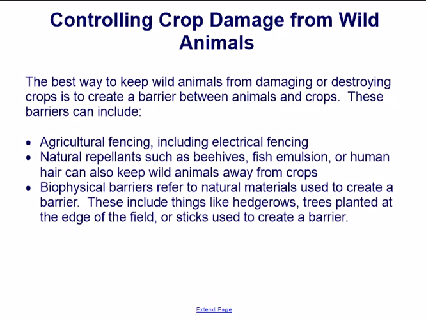Biophysical barriers refer to natural materials used to create a barrier. These include things like hedgerows, trees planted at the edge of a field, or sticks used to create a barrier.